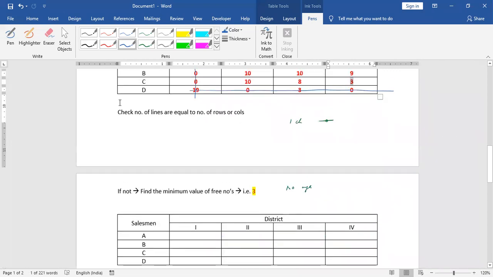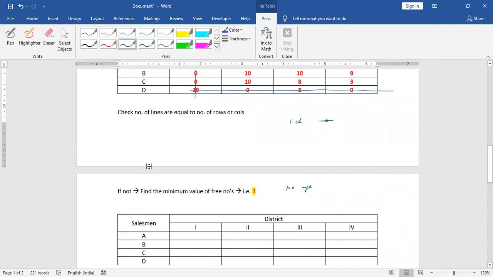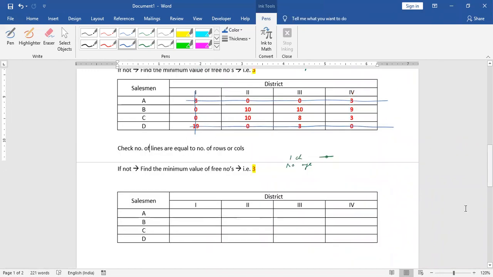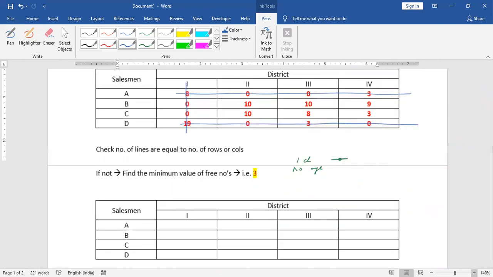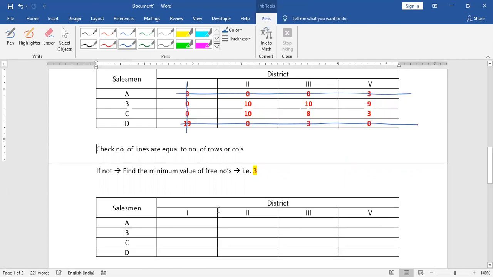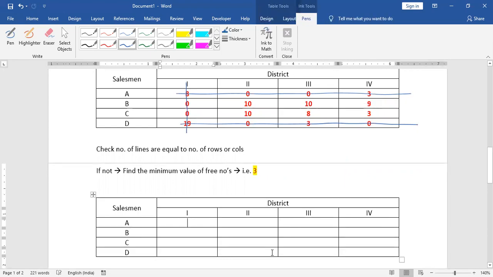Just a minute, I will minimize it. Okay, now tell me, the minimum value is what? The minimum value is 3. So what will we do? We will subtract 3 from the free numbers, and we will add 3 where lines are intersecting. The steps are the same, so I'm not going to write them again. I'm just telling you the values.